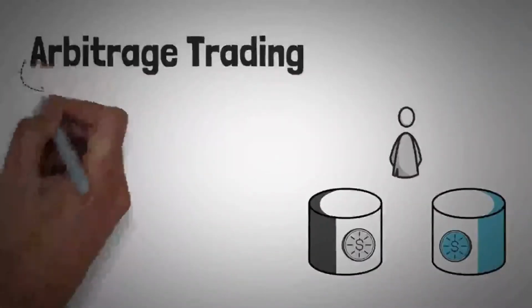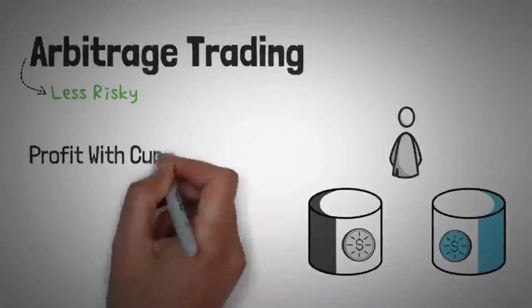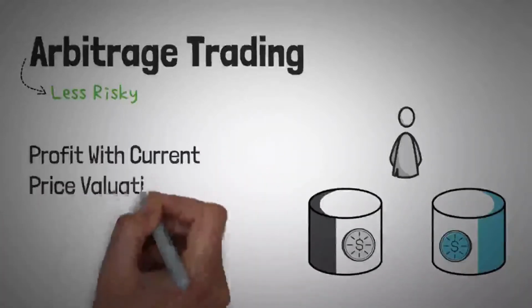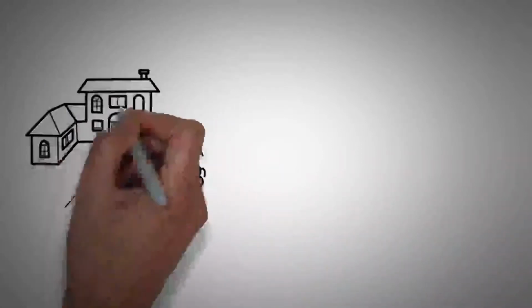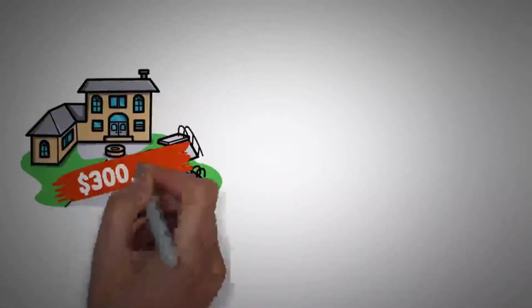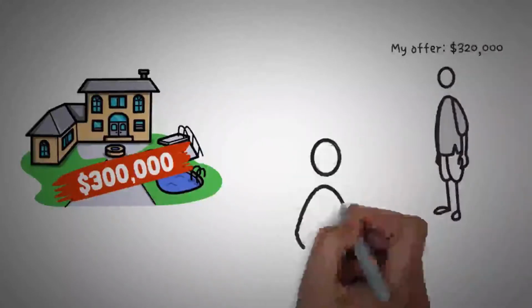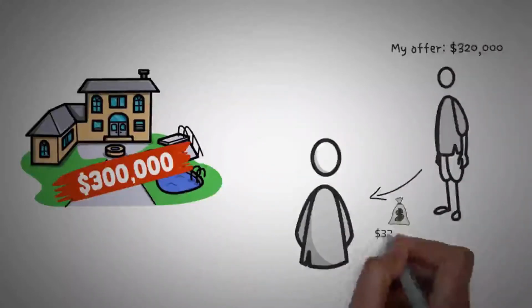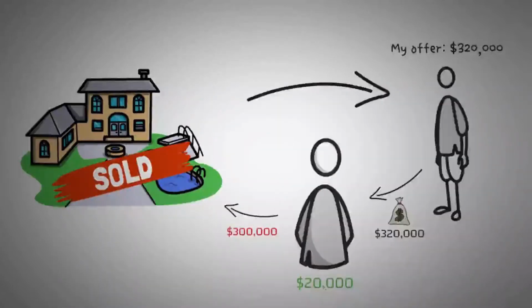Now, crypto arbitrage is actually less risky than day trading or swing trading because I'm not relying on a potential price action. Instead, I'm making a profit with current price valuations. Many traders call this a risk-free trade because you're just finding an opportunity and then making a profit on it. For example, if you found someone who wanted to sell a house for $300,000, but then you found someone else who wanted to buy that same house for $320,000, you could simply be the middleman and manage that transaction for the profit. There's hardly any risk there because you aren't even buying the house.